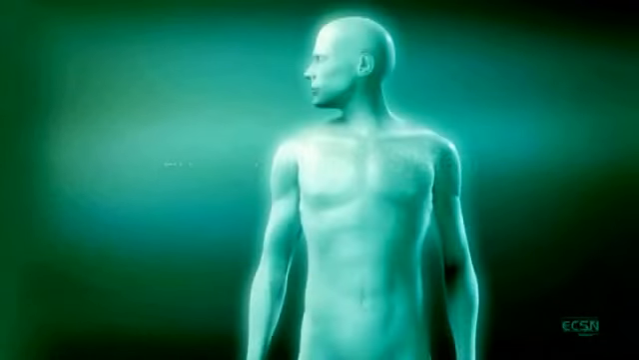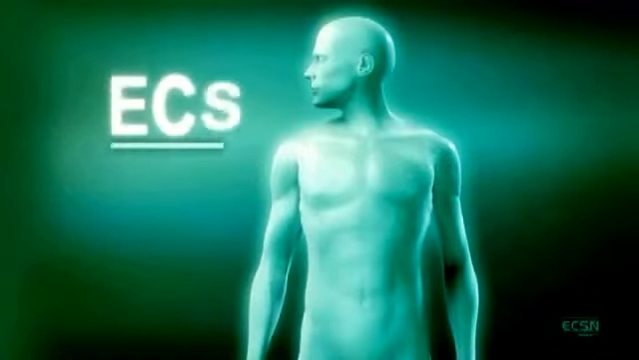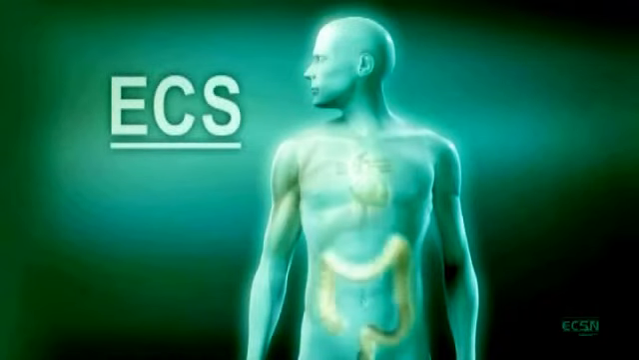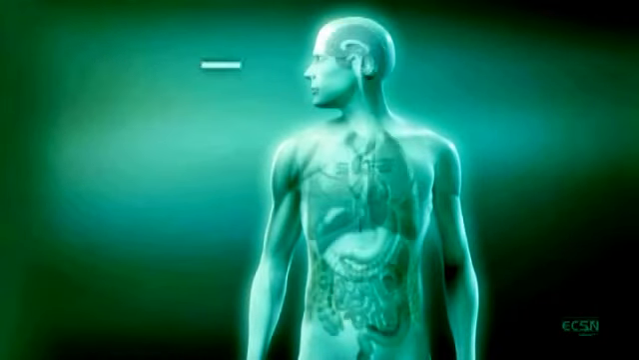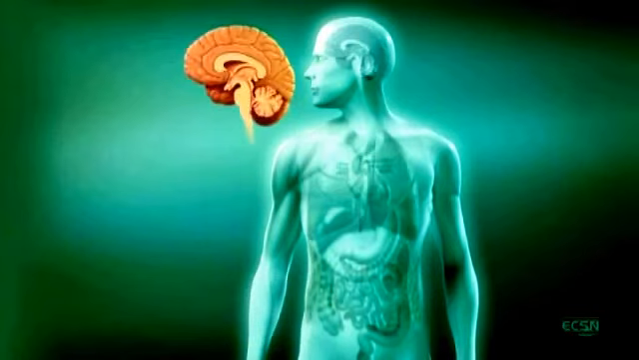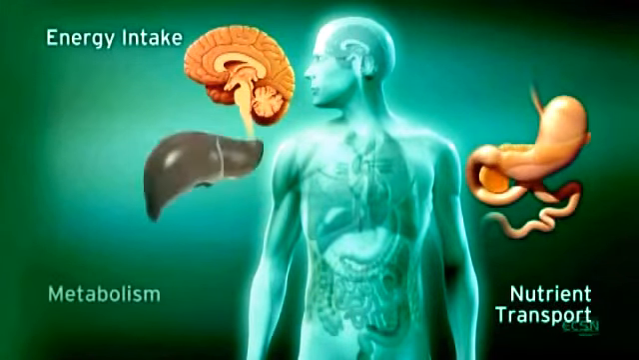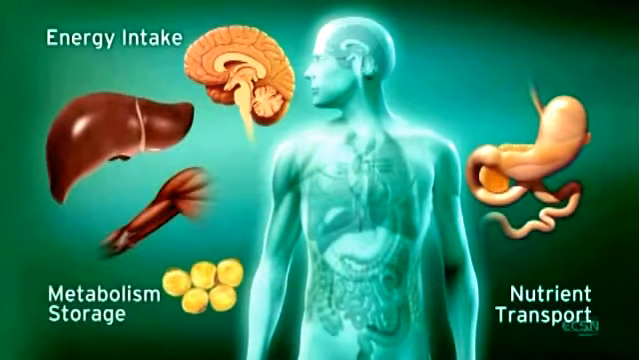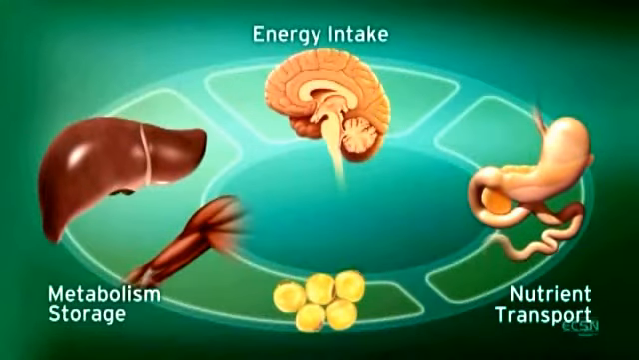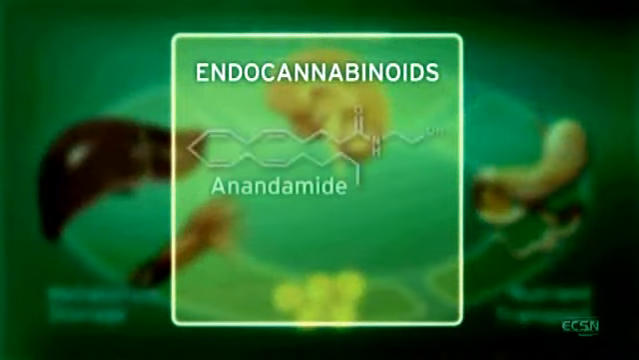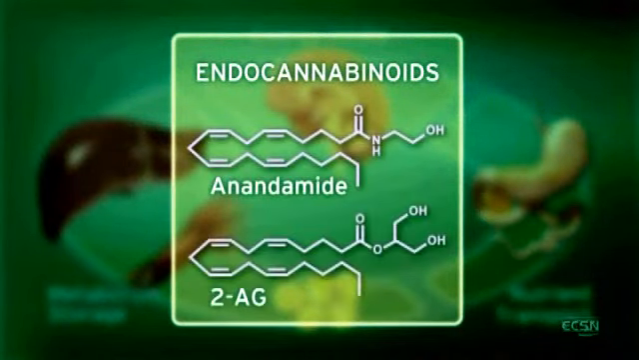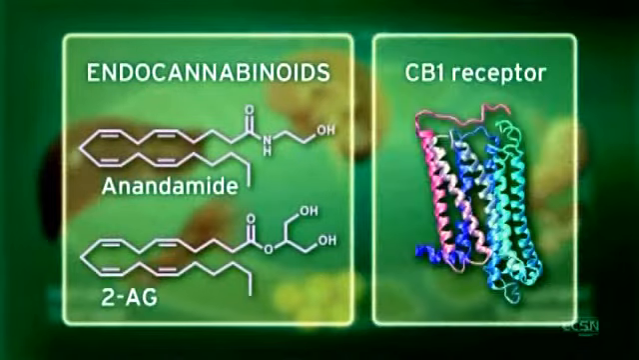The endocannabinoid system, or ECS, influences multiple physiologic processes. This intricate system modulates energy intake, as well as nutrient transport, metabolism, and storage. The ECS regulates these processes through endogenous ligands, such as anandamide and 2-arachidonylglycerol, and the CB1 receptor.